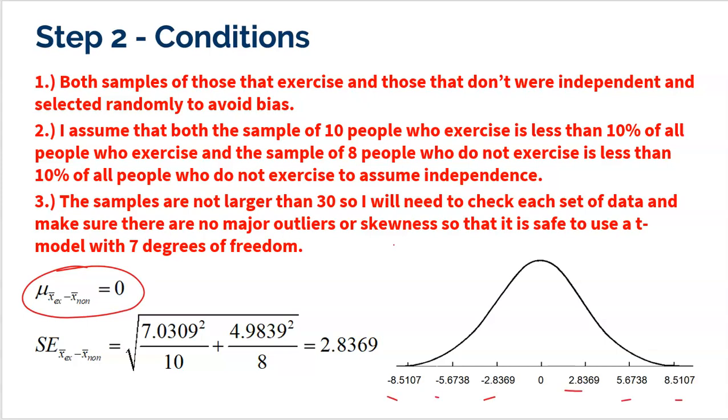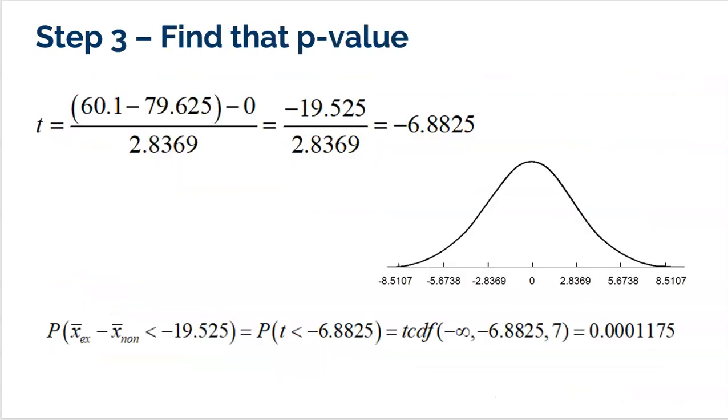Now, if you remember, our difference was negative 19. That was just kind of spitballing it, but if you look at the difference, it was 60.1 for the exercise group, 79.625 for the non-exercise group. That was a difference of roughly negative 19. And if you look at the picture I made, that is clearly significant. That is way off the chart. But we do need the t-score and p-value to confirm that.